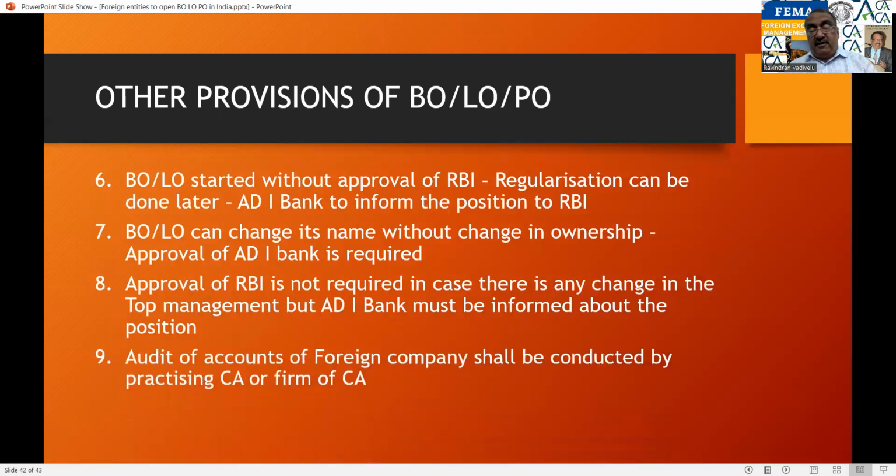And audit of accounts of foreign companies shall be conducted by a practicing CA. So audit is a must for every foreign entity whenever they open a branch office, liaison office or project office in India. With this, I am closing today's presentation. If a foreign entity wants to open a branch office, project office or liaison office, these are the highlights. These are the important things they have to consider before opening such an office.